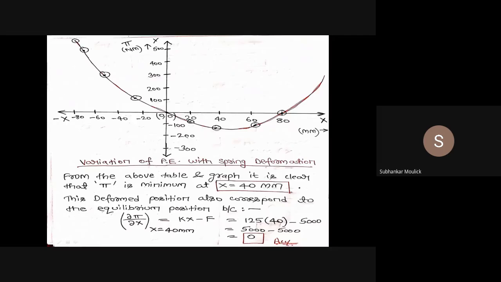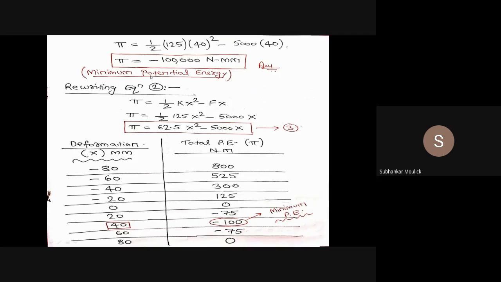If I plot a graph between pi versus x for different values of x, I will evaluate different values of pi. See, this is the minimum value. At this value, potential energy is minimum. Yes or no? So is it clear? This minimum potential energy value pi is minus 100 Newton meter. Any doubt in this? Any doubt so far?